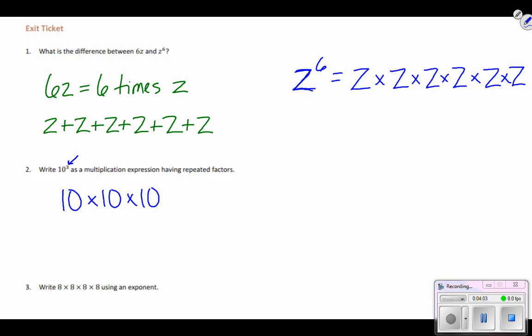10 to the power of 3 is the same as 10 times 10 times 10. It doesn't say you have to evaluate it, but you could go ahead and solve it. 10 times 10 is 100, times 10 again will equal 1,000.